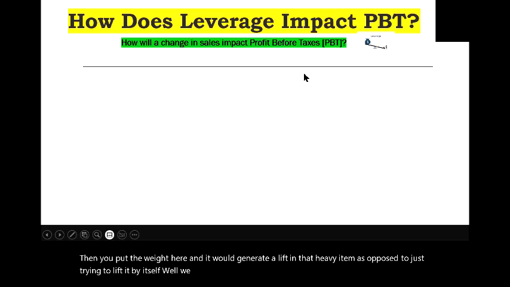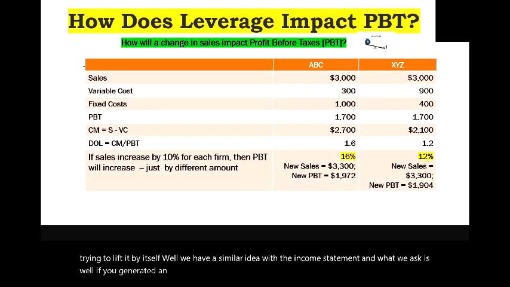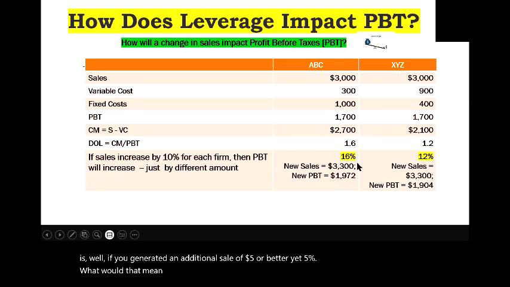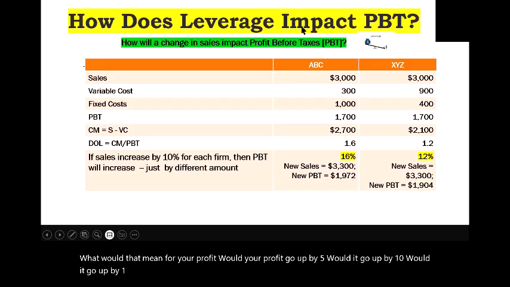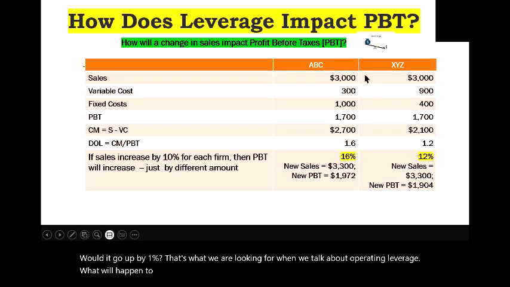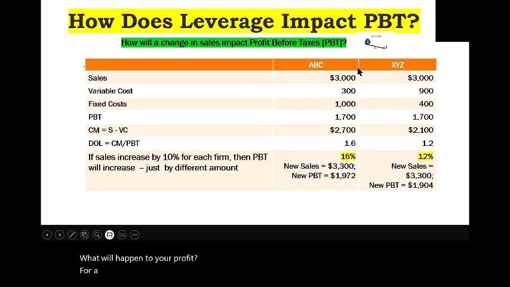Well, we have a similar idea with the income statement. And what we ask is, well, if you generated an additional sale of $5, or better yet, 5%, what would that mean for your profit? Would your profit go up by 5%? Would it go up by 10%? Would it go up by 1%? That's what we are looking for when we talk about operating leverage. What will happen to your profit for a given percentage change in your sales?